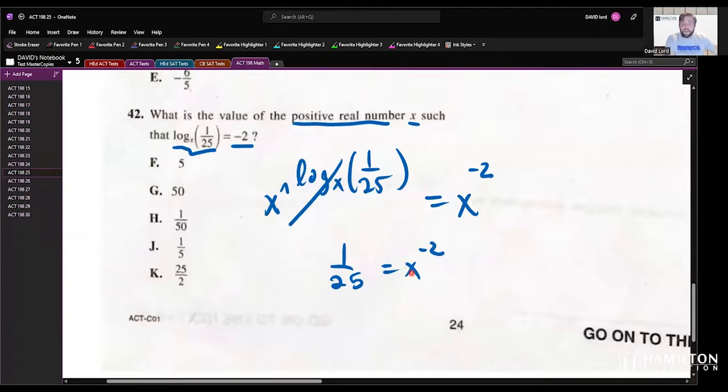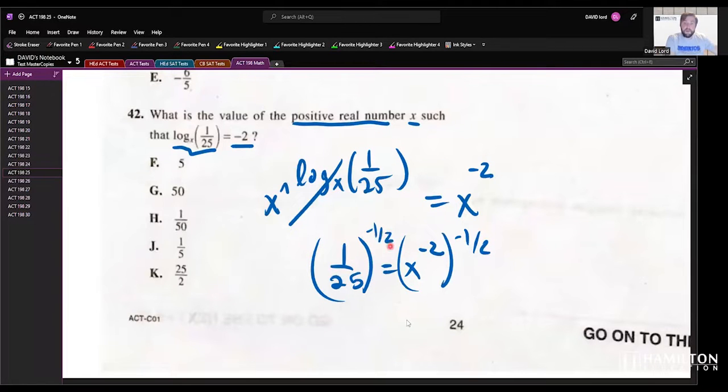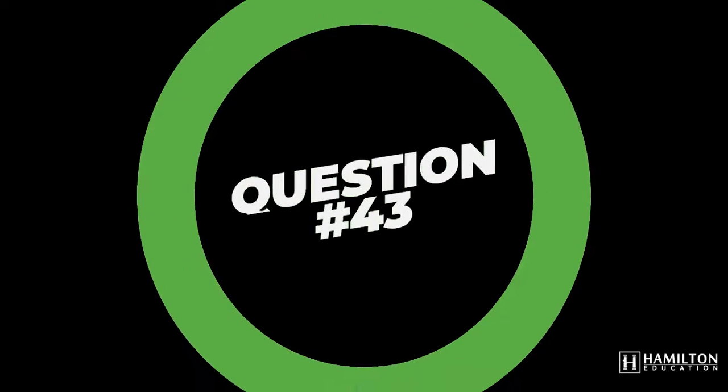From here, I can raise both sides to the -1/2, and that will give me 25 to the 1/2 is equal to x. And you may recall from the previous problem, question 41, that the 1/2 power means it's the square root of 25, which is why x is equal to 5. Answer is F.